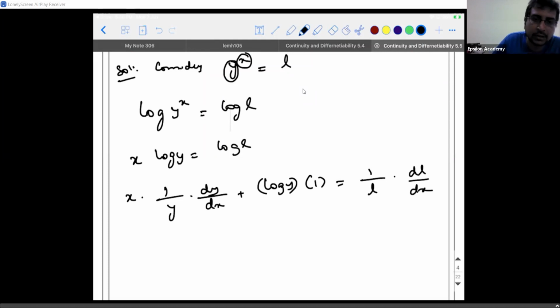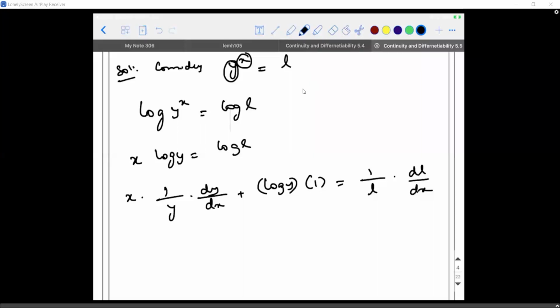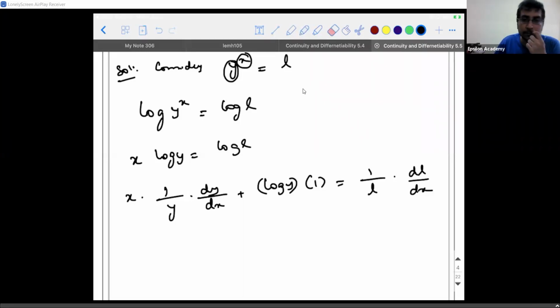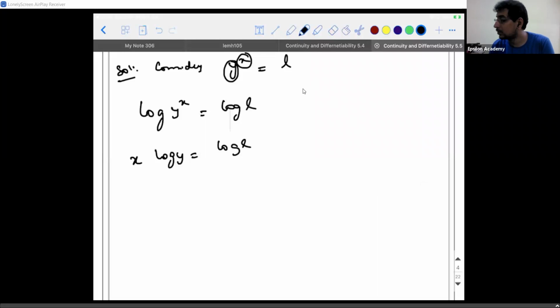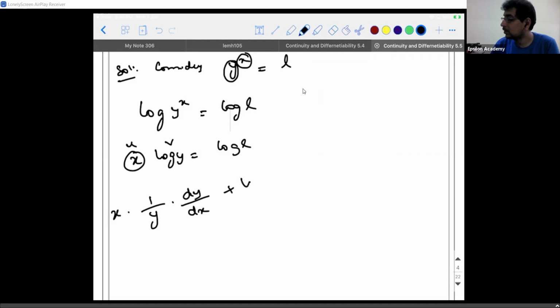Is everyone clear with what I did? Could you explain the first part of this equation, the LHS? I did the u by v rule. Wait, I'll do it again. Listen to this carefully. This is u, this is v. So u into v dash: derivative of log y is 1 by y into derivative of y with respect to x, plus log y into derivative of x, which is 1, is equal to 1 by L into dL divided by dx. That is what I got.